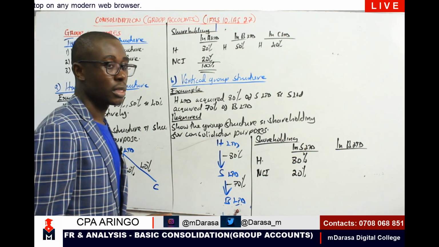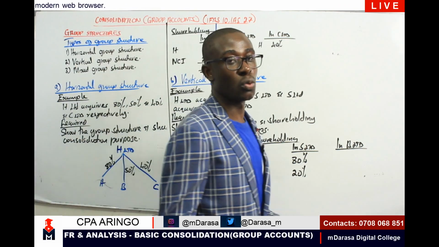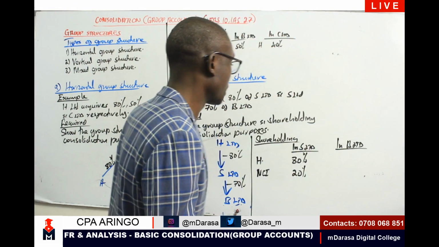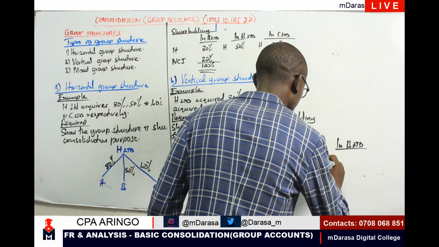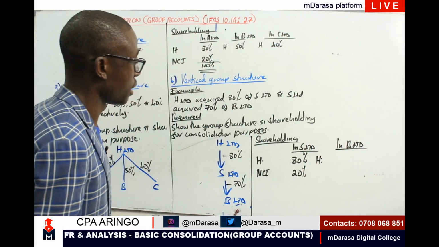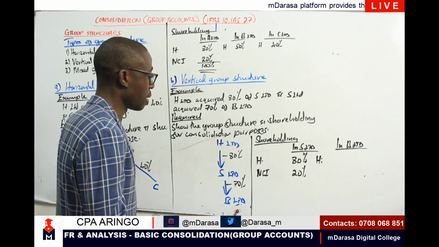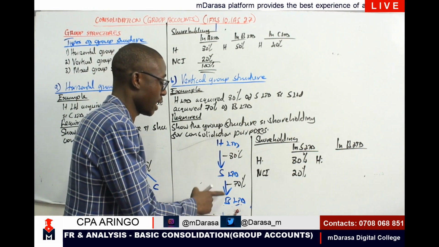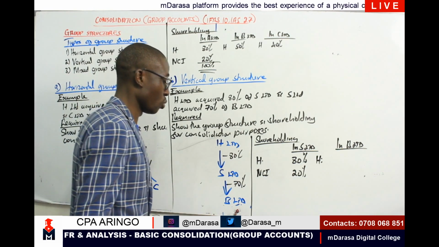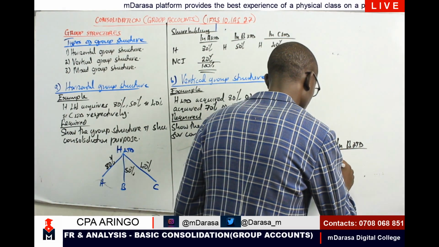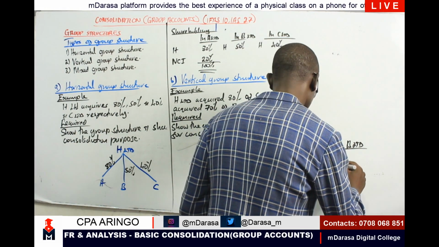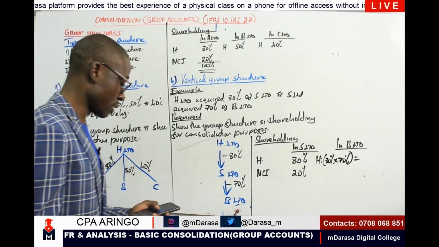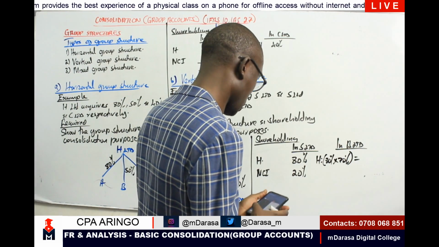Now, in B Limited, what will we be having, my good students? So in B Limited, you'll find that H has indirect control in B Limited. And this indirect control will come into a case whereby I'm owning 80% of S and S is owning 70% of B. So we can talk of 80% by 70%. So that should give us what percentage? That should give us 56%, right?